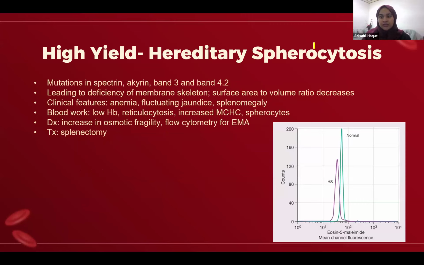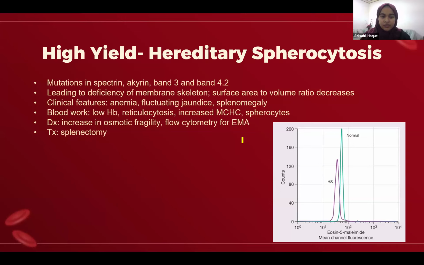What this does is it causes abnormality in the membrane of the red blood cells and the cytoskeleton of the red blood cells. And this decreases the surface area to volume ratio of the RBCs. Since these cells are so rigid, when they go through the spleen, they undergo lysis. And this causes anemia, jaundice because of increased lysis of red blood cells, and also splenomegaly because of sequestration of these broken red blood cells.